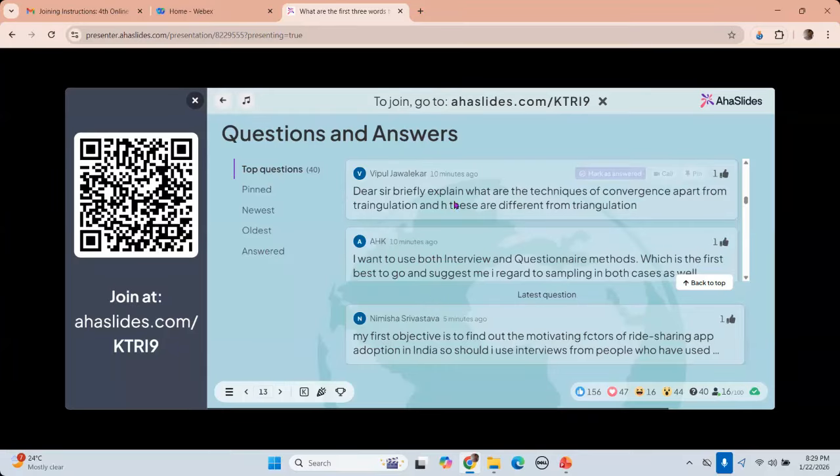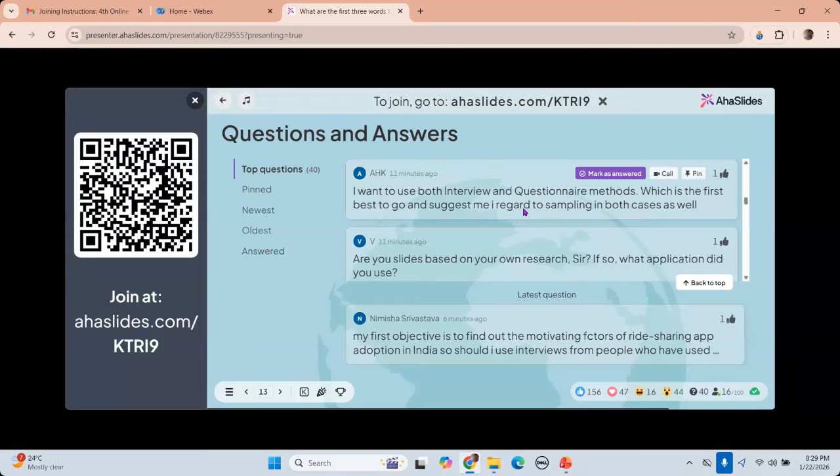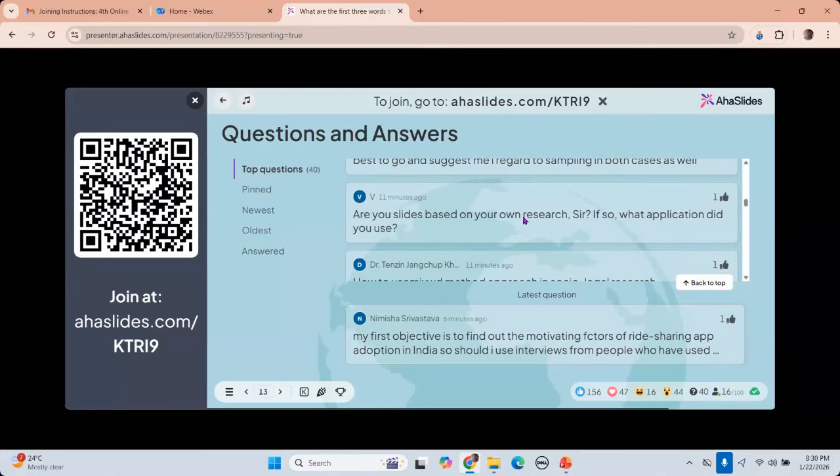Professor Vipul, dear sir, briefly explain what are the techniques of convergence apart from triangulation, and how these are different from triangulation. So here we're talking about convergence. If you want to combine, you take the help of both quantitative and qualitative, and you want to see patterns, similarities, and differences. What quantitative research said, what qualitative research said, you'll take the help of each other and come up with it. Triangulation helps us in terms of validation, but convergence can be complementary. It is going to expand your knowledge of what you have carried out.